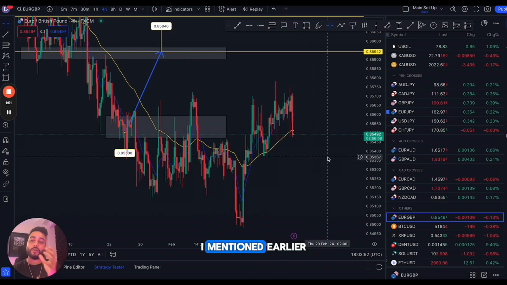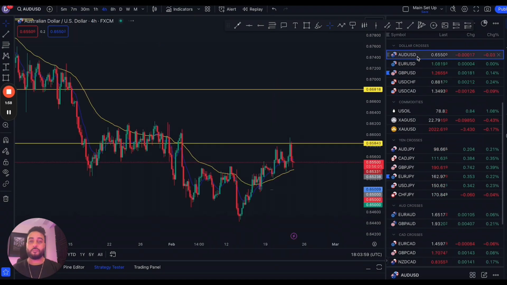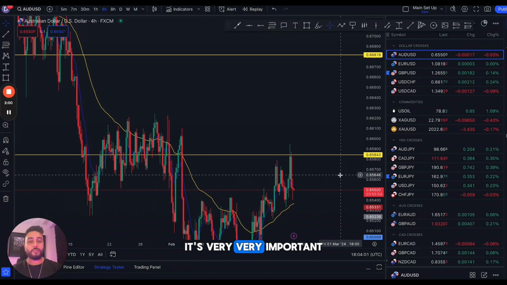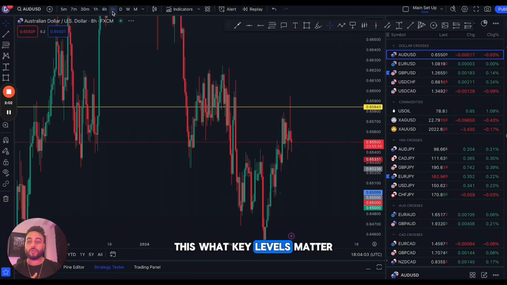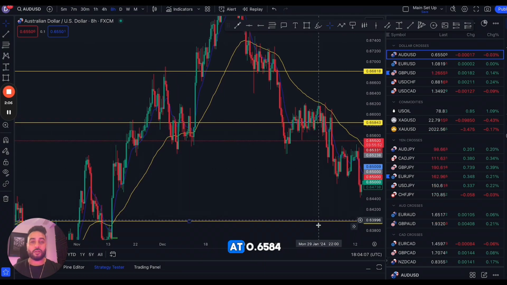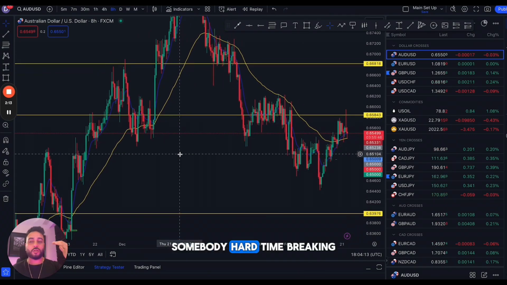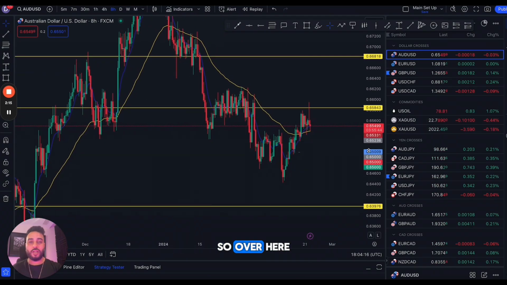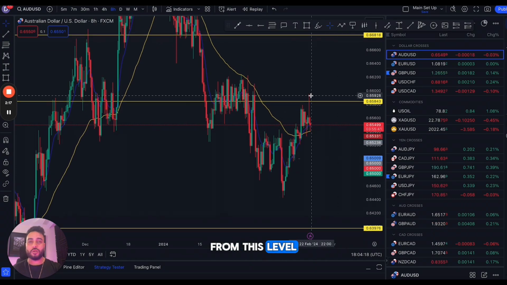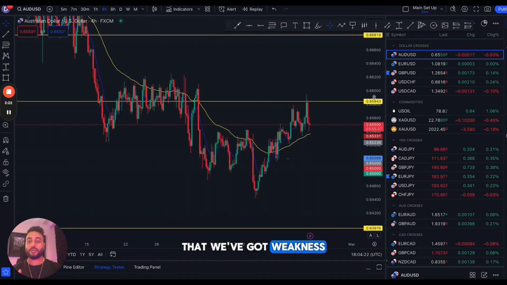Now, I mentioned earlier, the other component is the Aussie dollar versus the US dollar. So we go over here, boom. It's very, very important you realize this. This is why key levels matter. This is why technicals are still very important. Look at this level we have right here at 0.6584. It's a very important level that previously has had a really hard time breaking. Over here, we had a rejection from this level, which means that we've got weakness in Aussie.